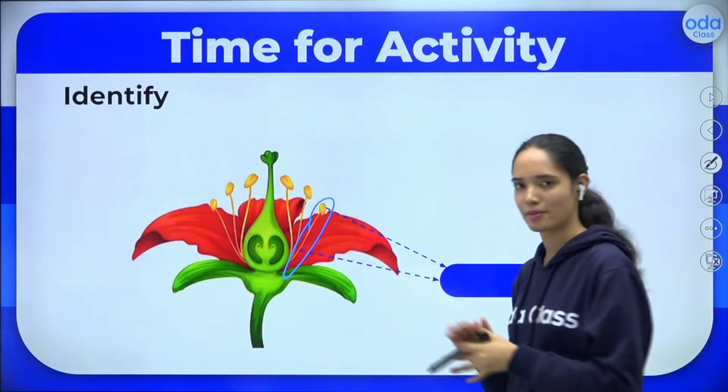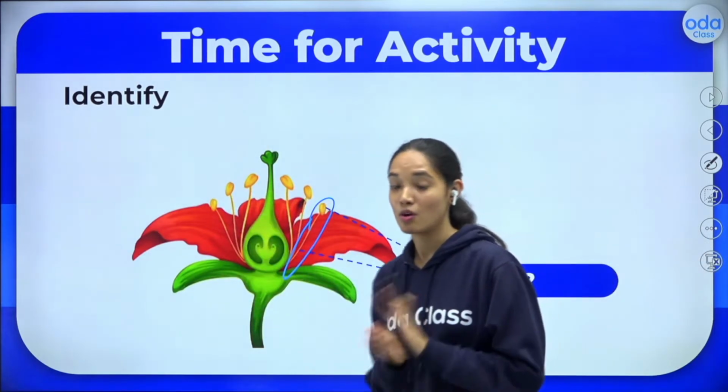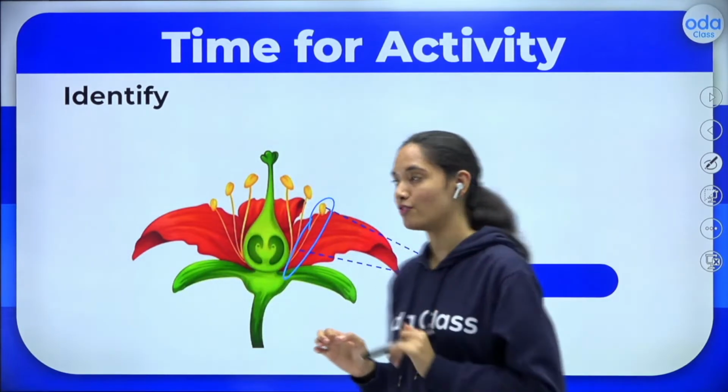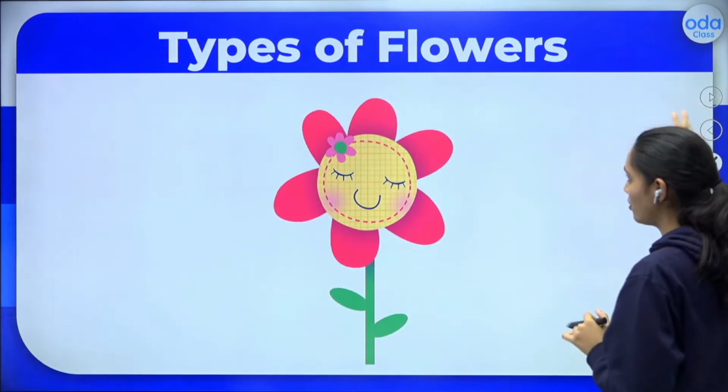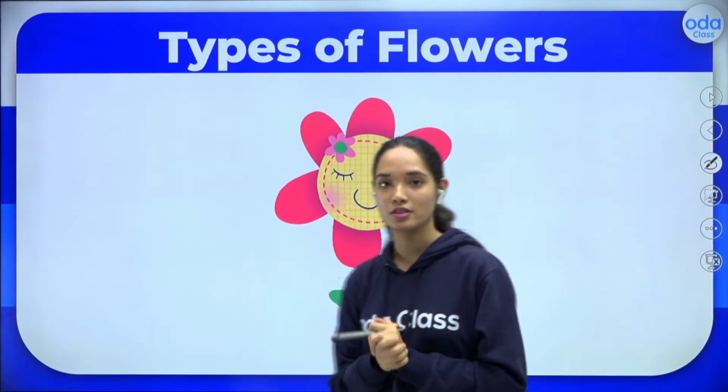Correct? Altogether it's a stamen. And most of you have said, ma'am, it's androecium, collection of stamen. Wonderful. So now we learned the different parts of a flower. Now let's learn types of flowers.